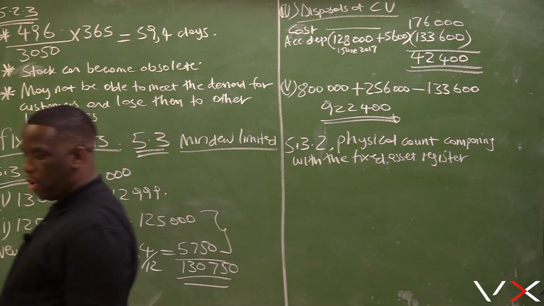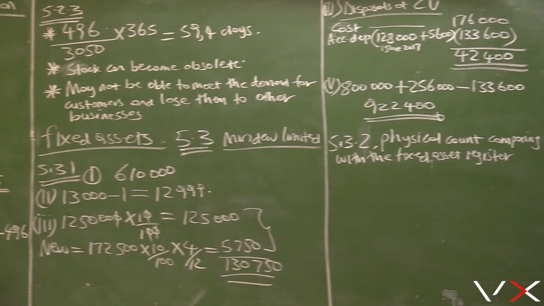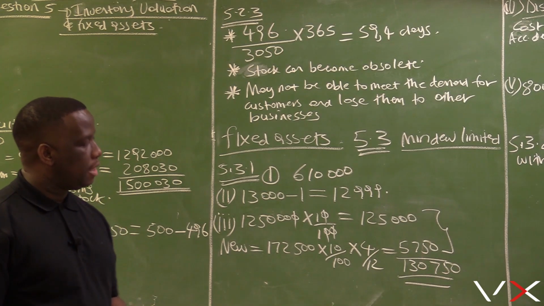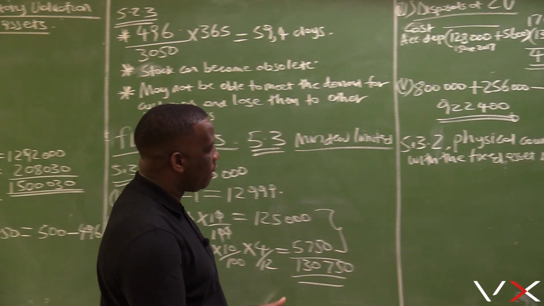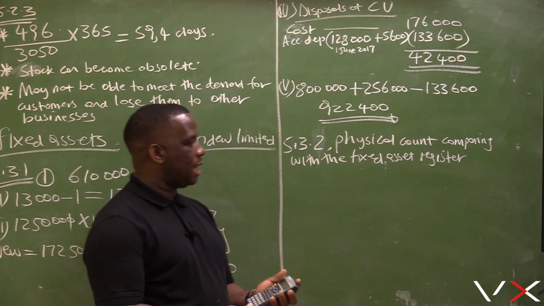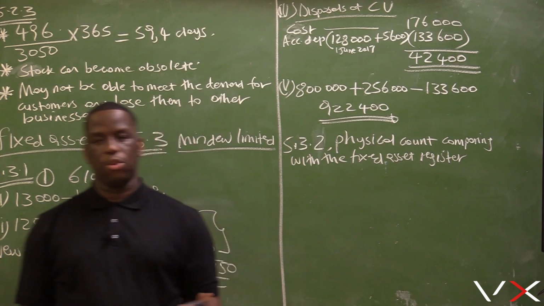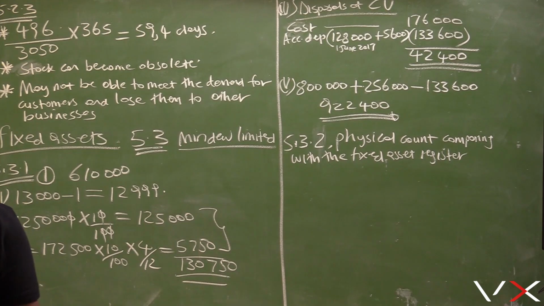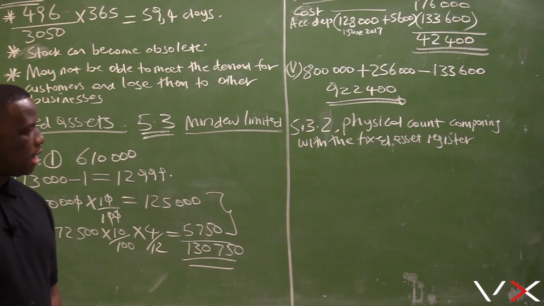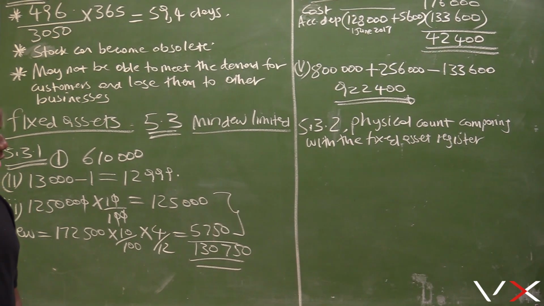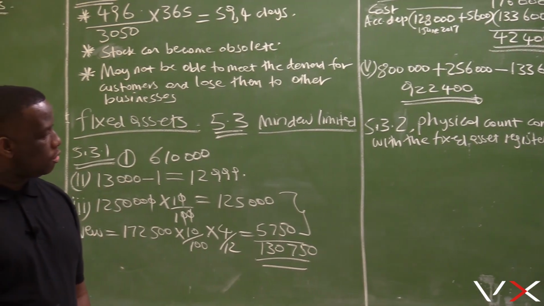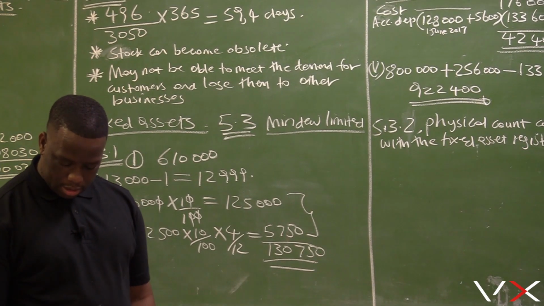Remember that the business needs to have the record of all fixed assets that it owns. So to ensure that these fixed assets are not stolen, it is important that the business conducts regular physical counts, comparing with the fixed asset register. The fixed asset register has all the records of the fixed assets that we have, so that the business can detect at an early stage when a fixed asset is missing.